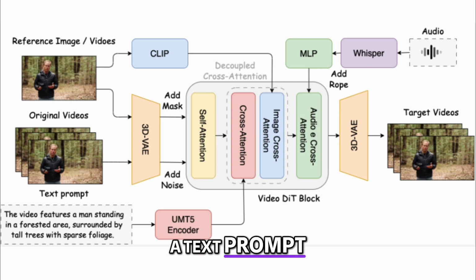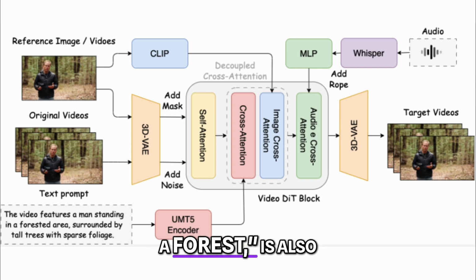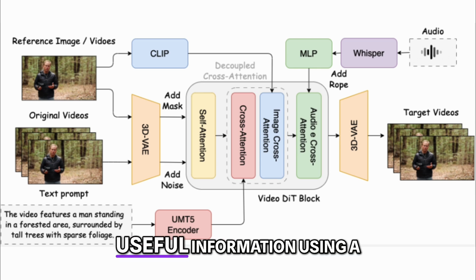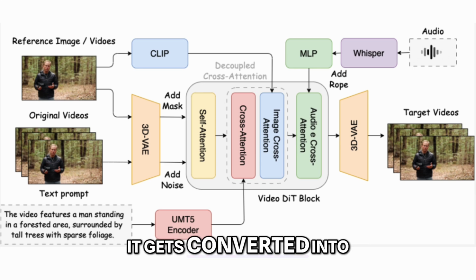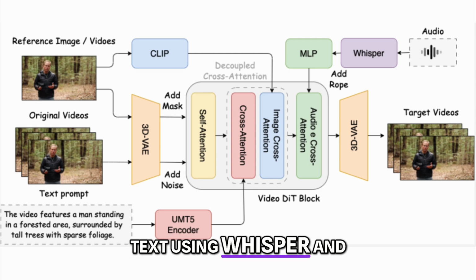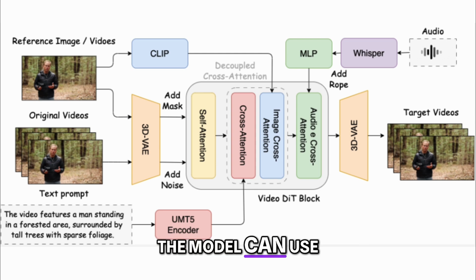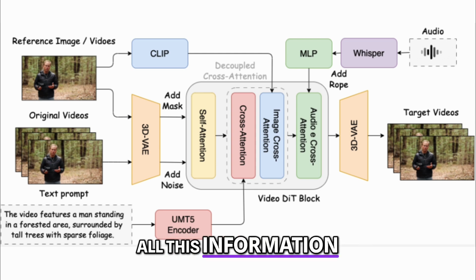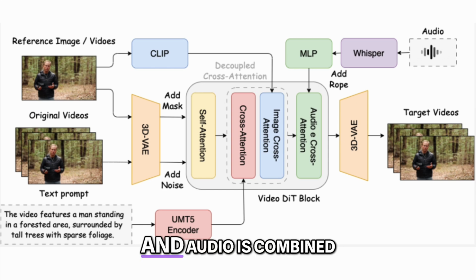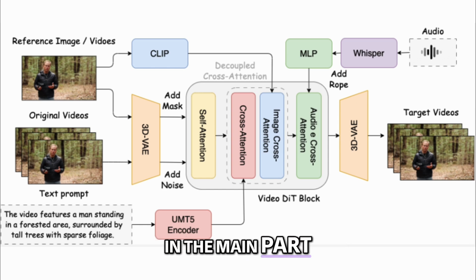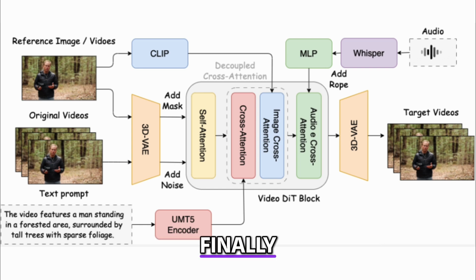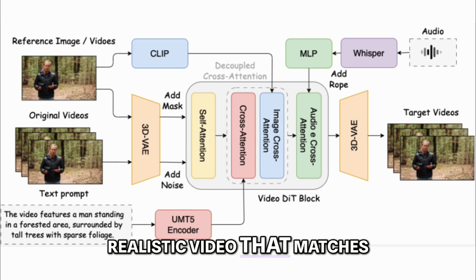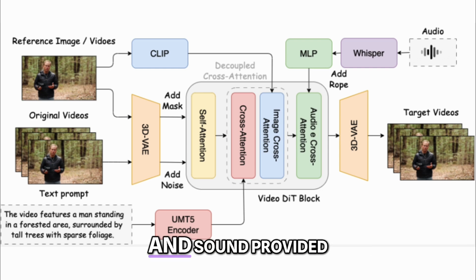A text prompt, like "a man standing in a forest," is also added and turned into useful information using a language model. If there's audio, it gets converted into text using Whisper, and then turned into features the model can use. All this information, images, text, and audio, is combined in the main part of the model, where it learns how to match everything together. Finally, the model turns this data into a new, realistic video that matches the look, setting, and sound provided.